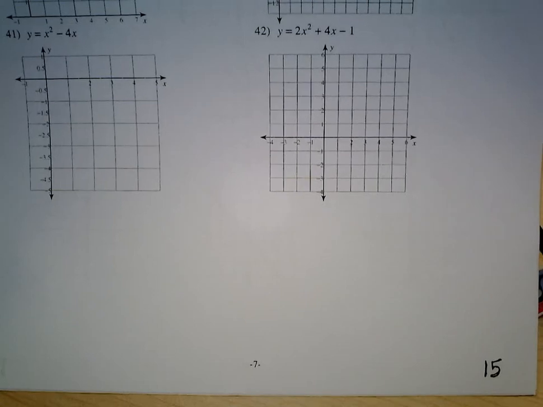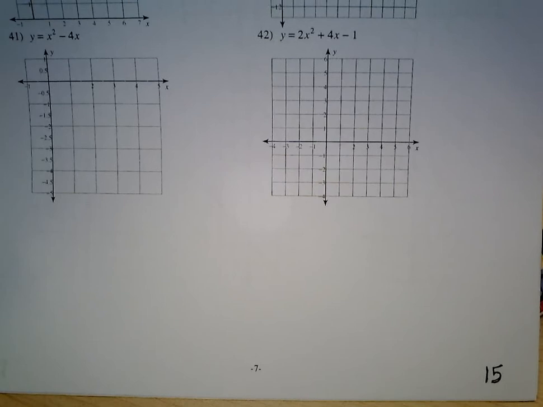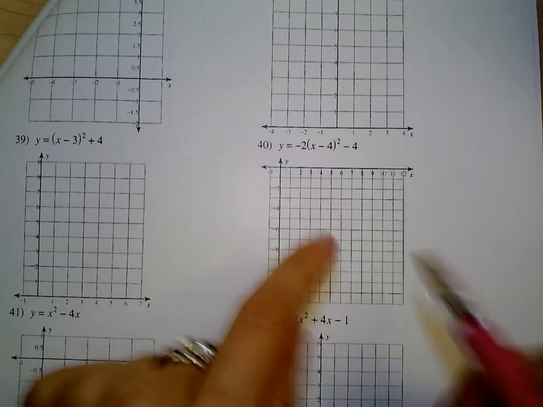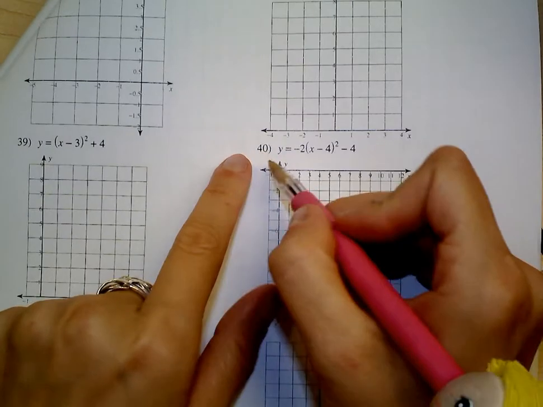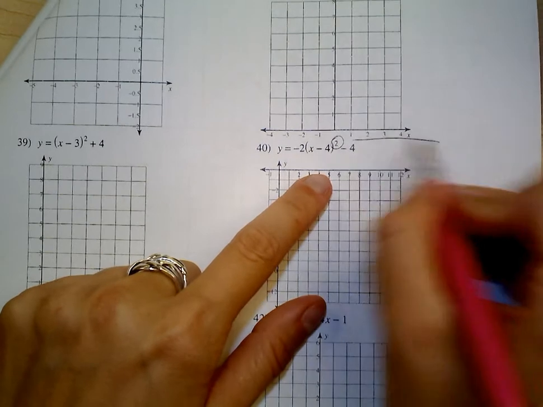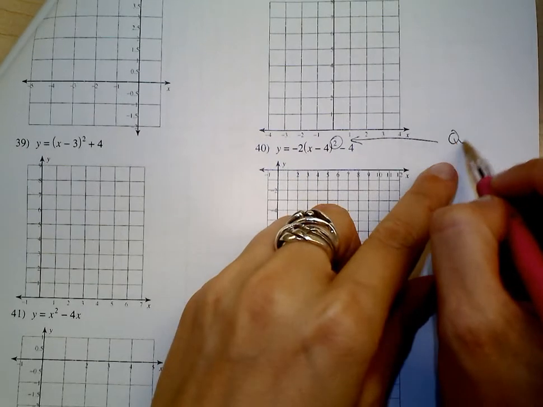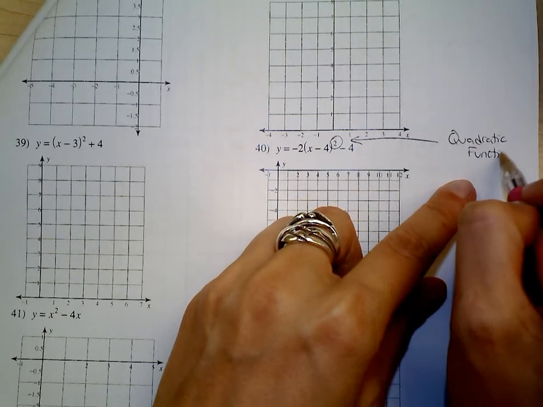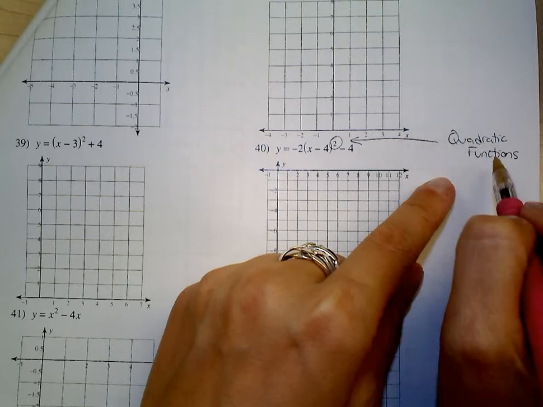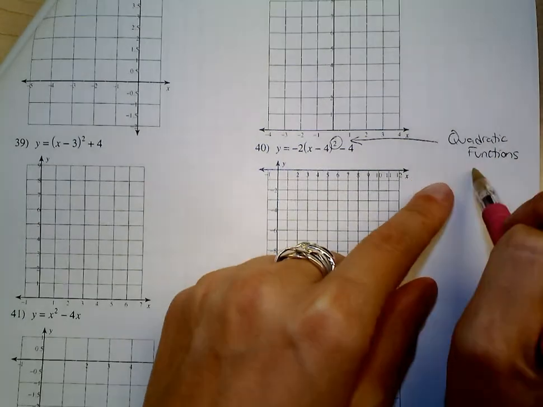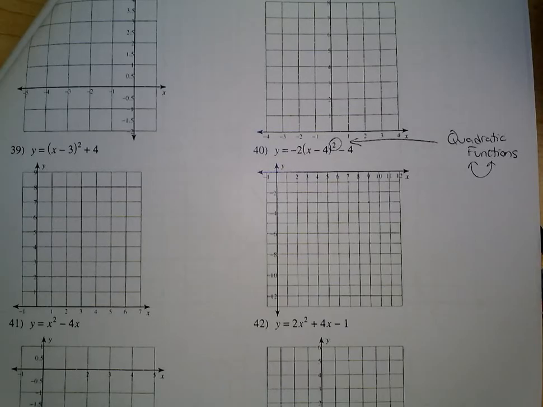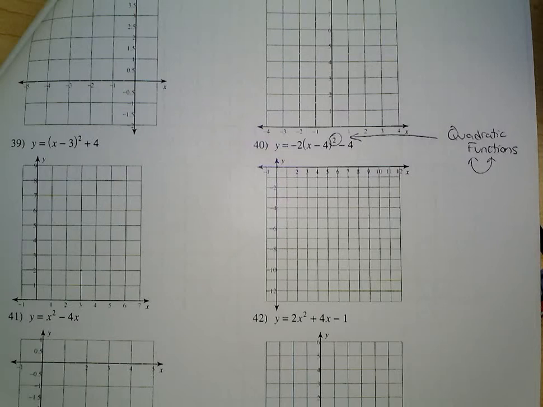All right, I'm on page 15 of the review packet, and I'm going to be reviewing graphing quadratics. So, the first thing that I notice, I'm looking at number 40. I see this squared term. What that tells me is I'm going to have a quadratic function. And I know that if I have an x squared, if I have a quadratic function, then that means it's going to be a parabola. So quadratic functions, when you see the x squared, you think parabola.